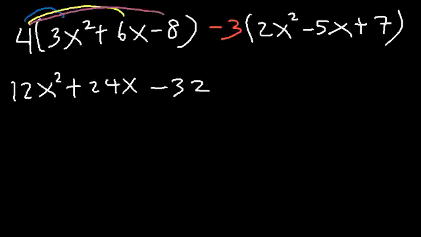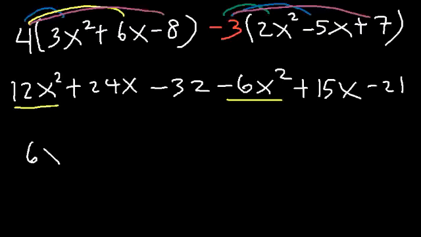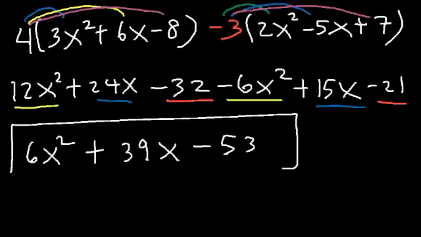Now let's distribute the negative 3 to the three terms on the right. Negative 3 times 2x squared is negative 6x squared. Negative 3 times negative 5x is positive 15x. And finally, negative 3 times 7 is negative 21. So now let's combine like terms. 12 minus 6 is positive 6. 24 plus 15 is 39. Negative 32 minus 21 is negative 53. So this is it.